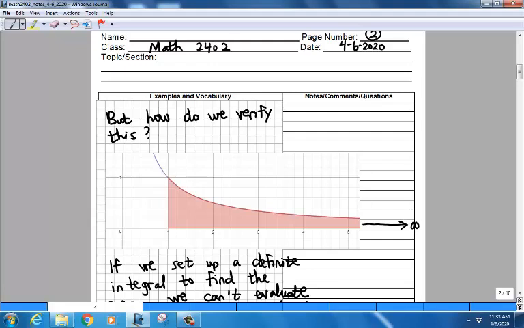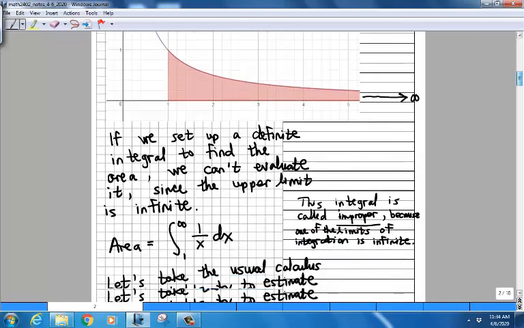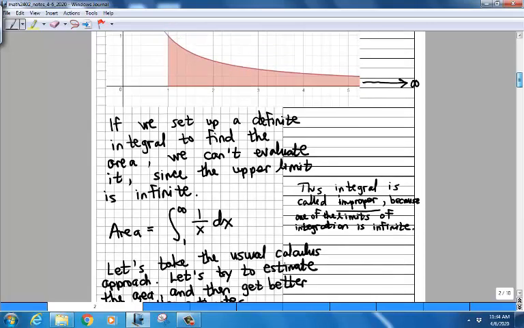But we want to be able to verify that. Our intuition tells us that this area should be infinite, but we want to verify it analytically. Well, in a calculus course, how do we compute areas like this, beneath curves down to the x-axis? That's just a definite integral problem. So you know how to set up that definite integral.